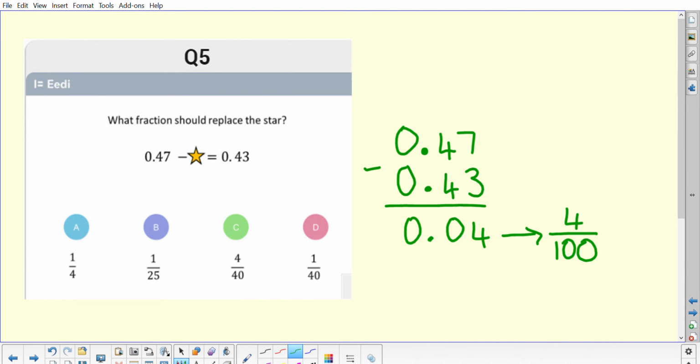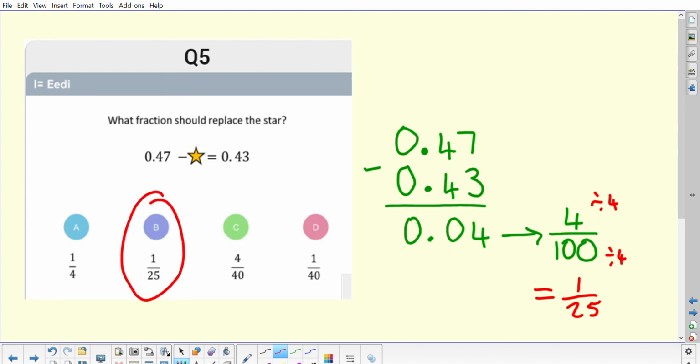And 4 over 100, if you simplify it by dividing top and bottom, is the same as 1 over 25. So your answer here did require a wee bit of working out, and would need to be 1 over 25.